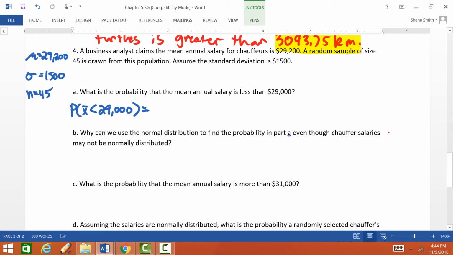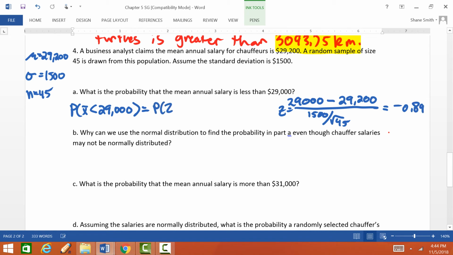So the z-score is 29,000, actually, I'm going to run out of room if I write it there. 29,000 minus the mean, divided by 1,500 over the square root of 45. So again, this is talking about the mean, so we have to divide by that square root of 45. You get negative 0.89. When you look up negative 0.89, you get 0.1867, so that's from your table.